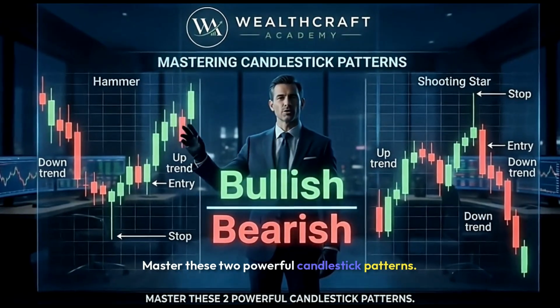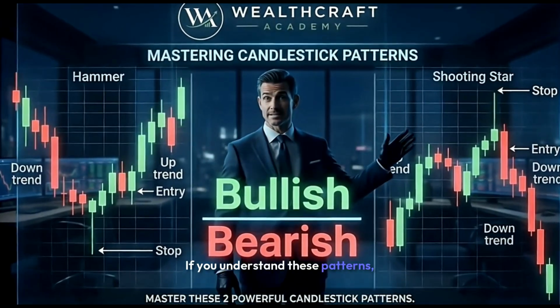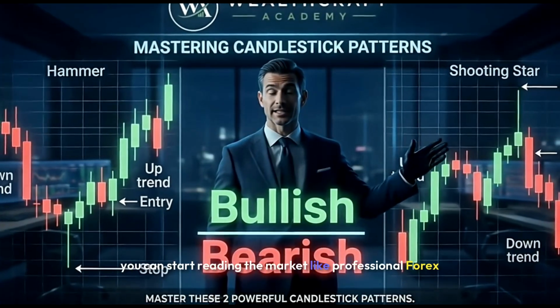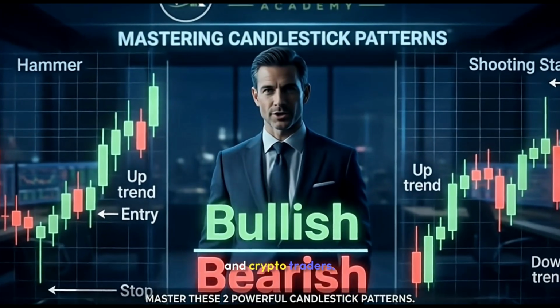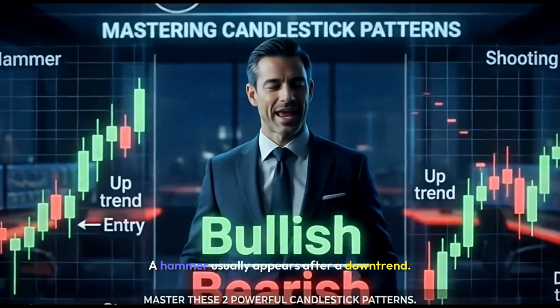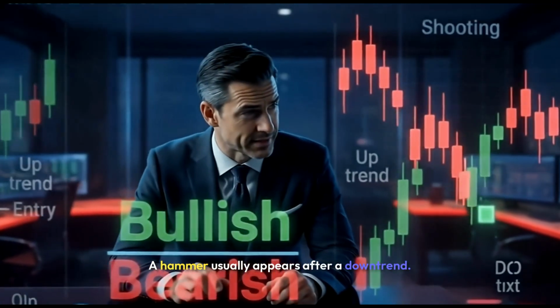Master these two powerful candlestick patterns. If you understand these patterns, you can start reading the market like professional Forex and crypto traders. A hammer usually appears after a downtrend.